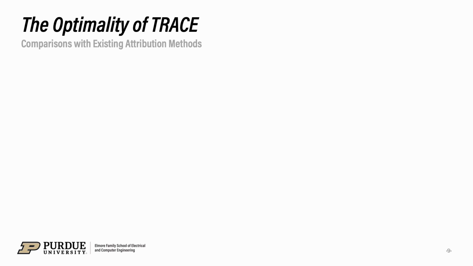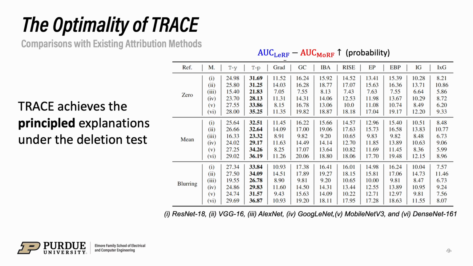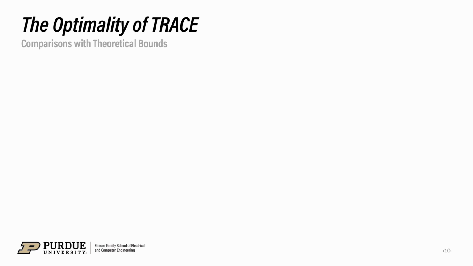Combining the LERF and MORF together, we present the quantitative results of the difference between LERF AUC and MORF AUC, which is expected to be the higher the better. It can be clearly observed how TRACE pushes to the limit of deletion metrics compared with existing attribution-based methods. The comparison with existing attribution methods is only a necessary condition for TRACE to be the principled explanation.